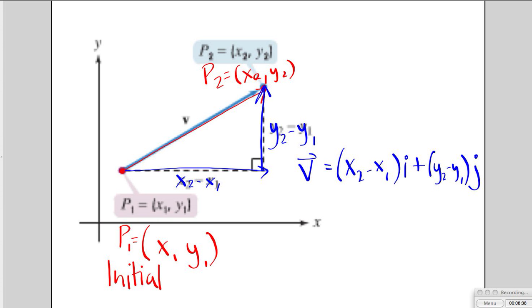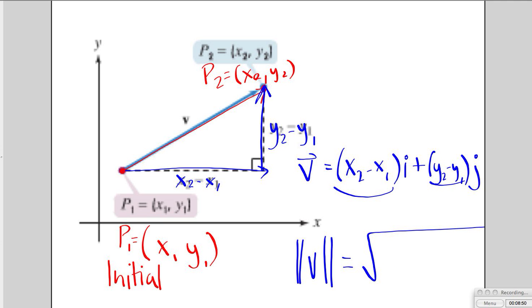Now, how does this matter in the long run? Well, if I wanted the magnitude of v, I would simply need to find these two lengths, square them, and square root the sum. So it would be the square root of x2 minus x1 squared plus y2 minus y1 squared. It's just the distance formula that we talked about earlier in the year, because it's really the length of that segment. v is really the magnitude of this vector. And that's how I'll find the magnitude.